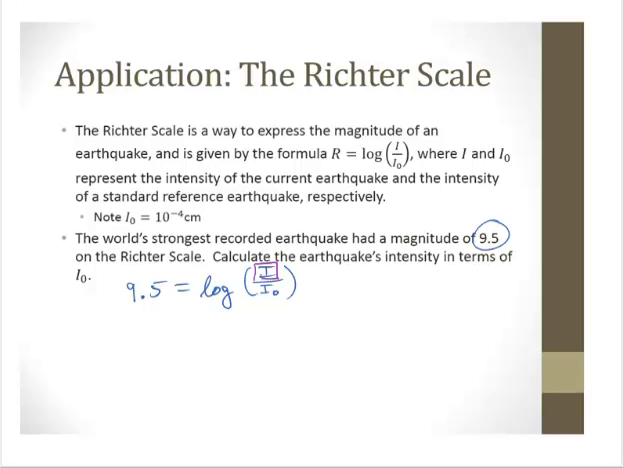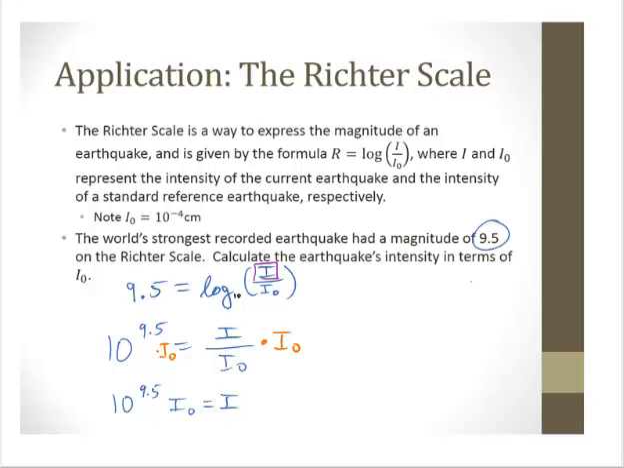So the first thing that I'm going to do is remove the logarithm by expressing this in exponential form. Recall that since this is a common logarithm, the understood base is 10. So writing this in exponential form, I have 10 to the 9.5 is equal to I over I sub 0. Now to solve for I, all I need to do is multiply both sides by I sub 0. So 10 to the 9.5 I sub 0 is equal to I.